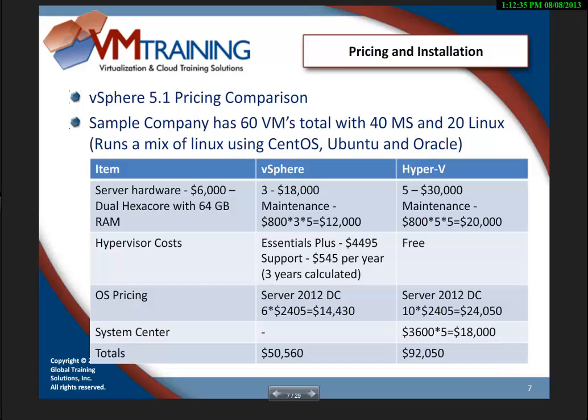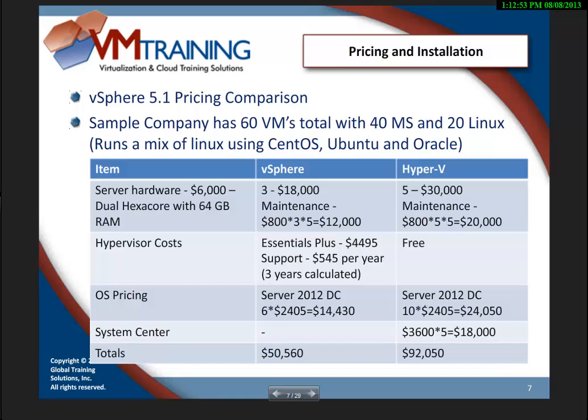And then we have maintenance on the servers. So it came to about $12,000 for the maintenance, $800 a year times 3 servers, for 5 years of maintenance. We did the same thing with Hyper-V. The hypervisor is totally free with Hyper-V. It's included, so awesome, free.